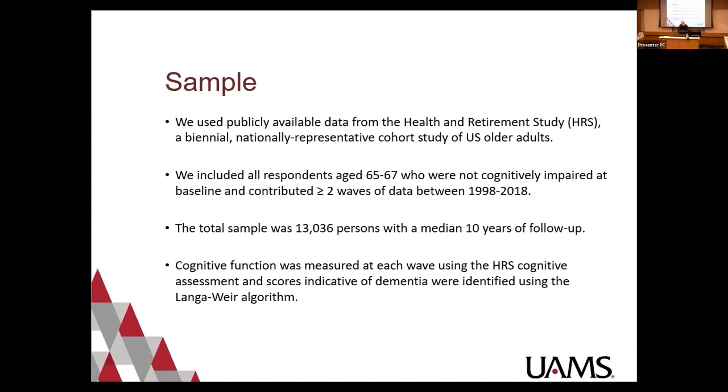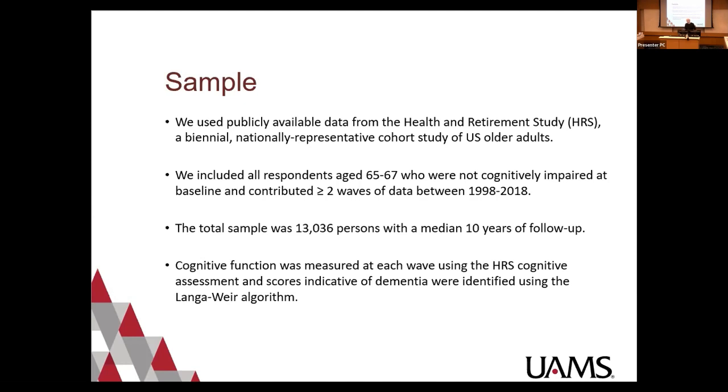And so we used publicly available data from the Health and Retirement Study. We're all familiar with that, I think, at this point. We included all respondents aged 65 to 67 who were not cognitively impaired at baseline and contributed greater than 2 waves of data between 1998 and 2018. And we restricted our sample to such a limited age range because when you include all ages, age basically becomes the most important predictor in the data for both mortality and dementia.